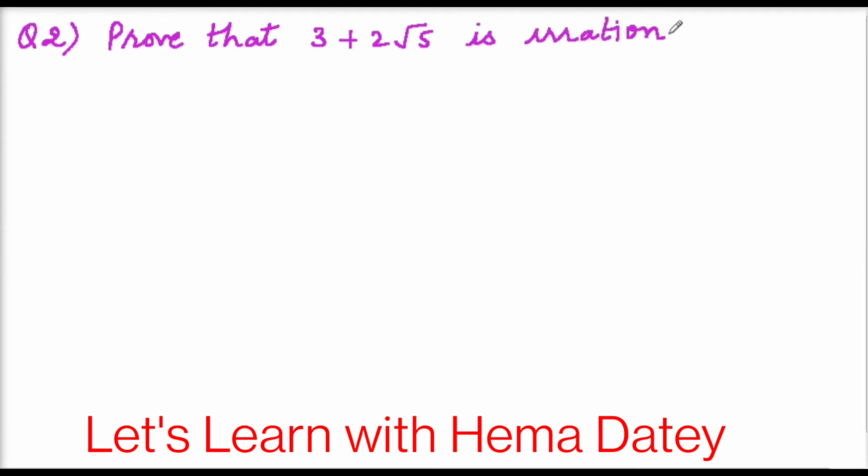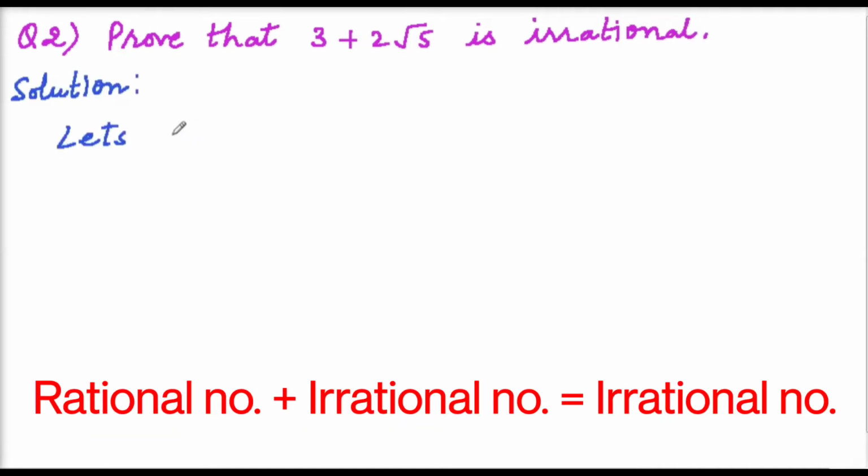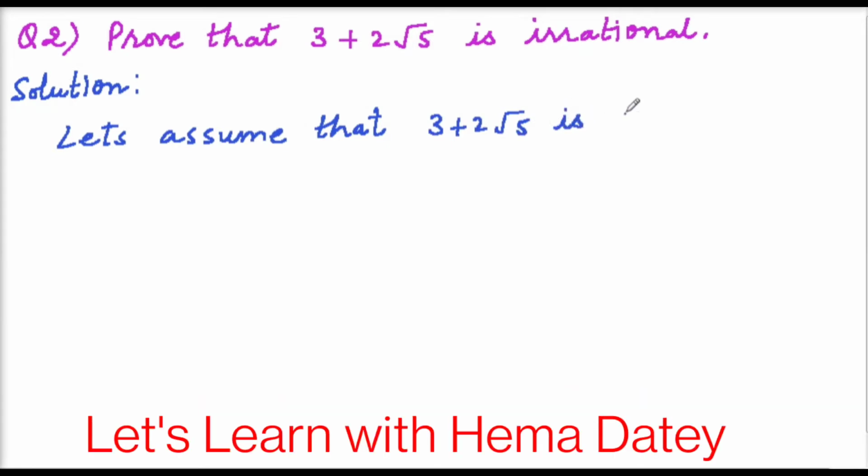Question number 2, prove that 3 plus 2 root 5 is irrational. We already know that 3 is a rational number, 2 root 5 is an irrational number, and their sum will be an irrational number. But to prove this, that 3 plus 2 root 5 is an irrational number, we will use contradiction method.